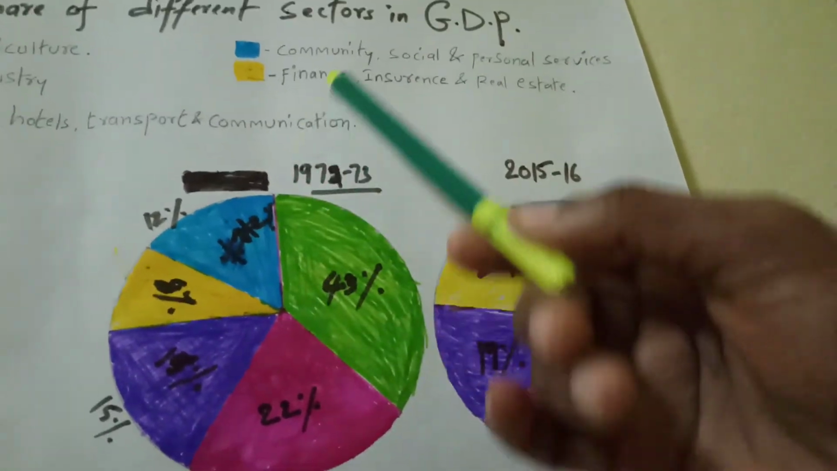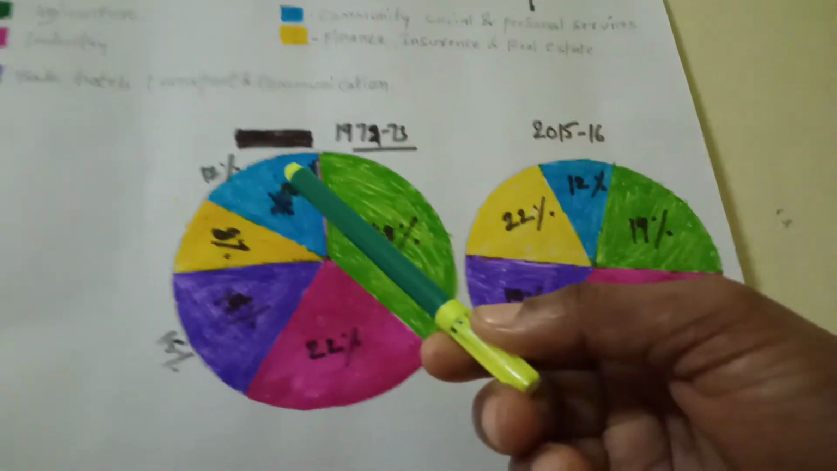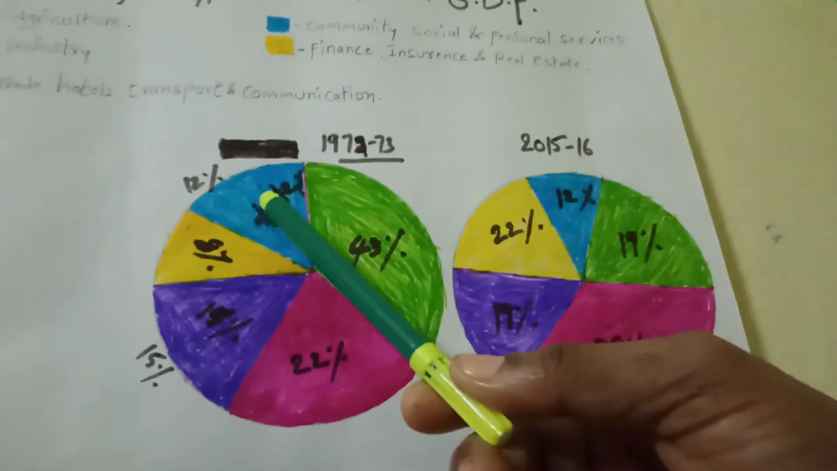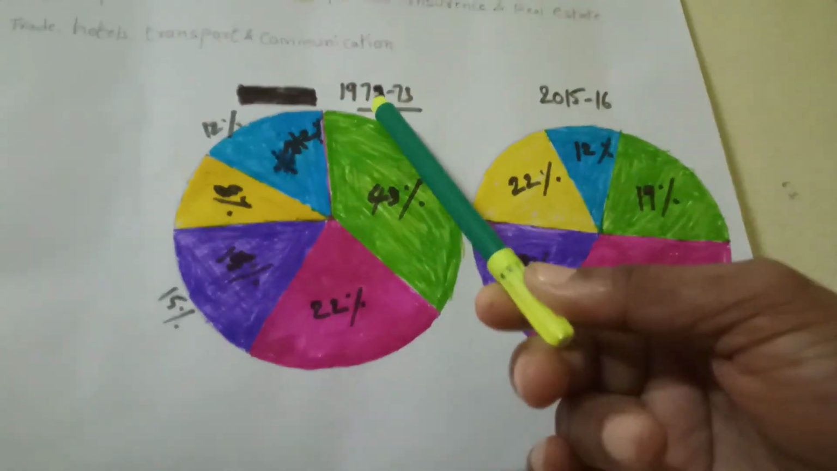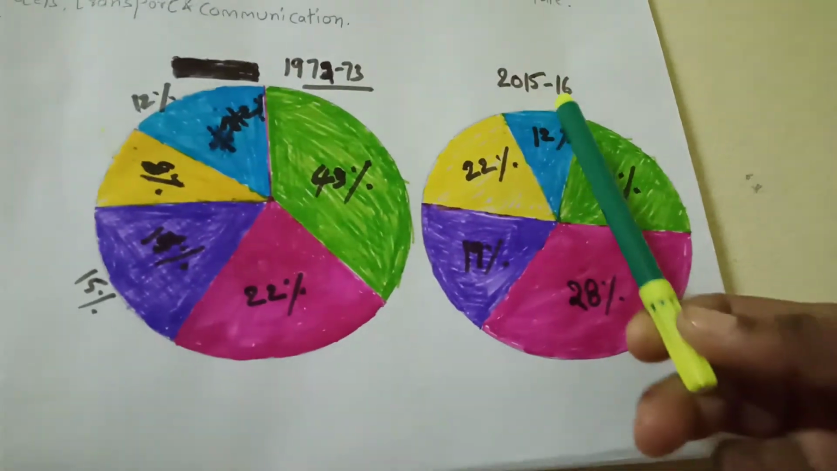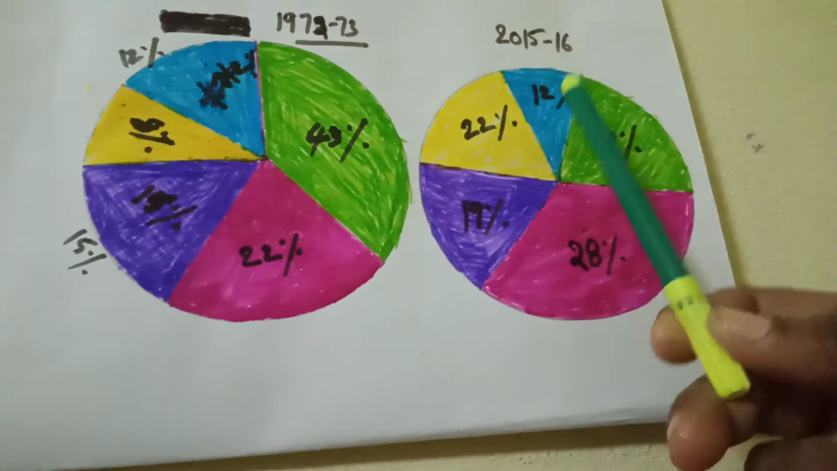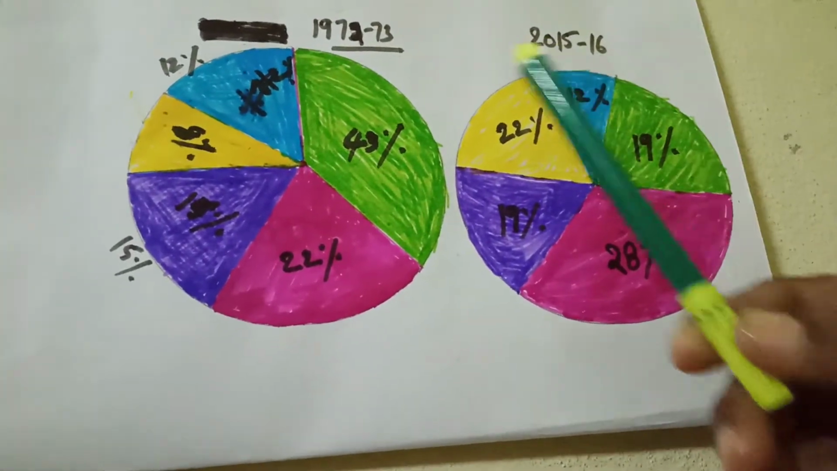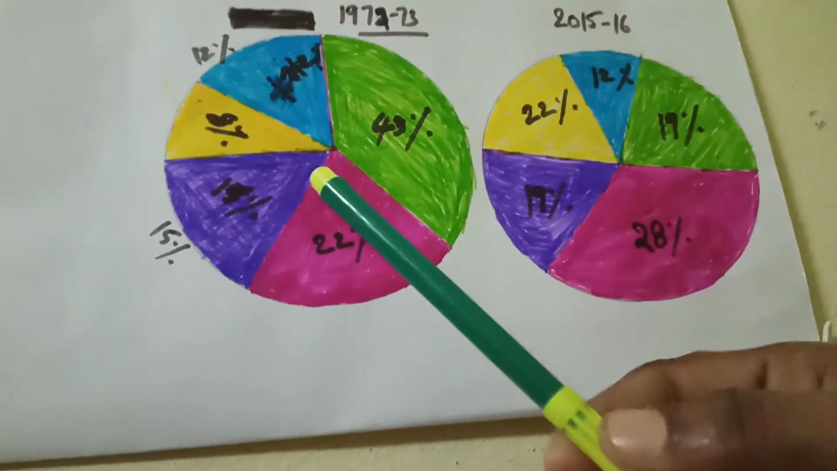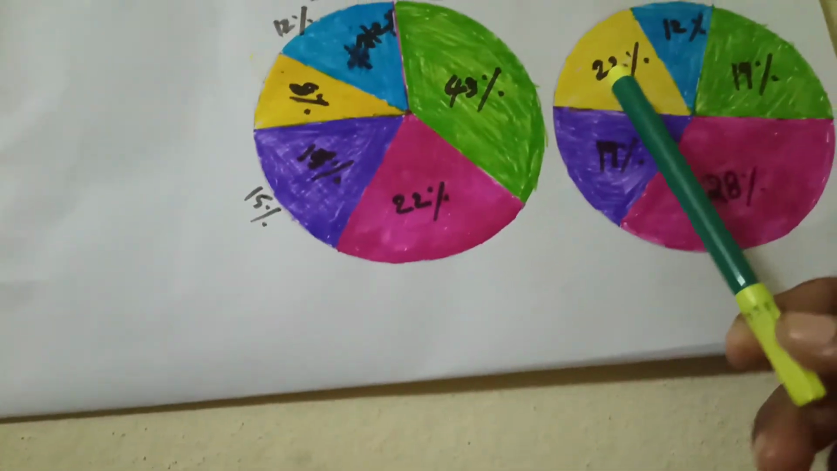And in community, social and personal services, there is no rapid change. Even there is no change. It occupied only 12% in 1972-73, and in the same way, it occupied the same share in 2015-16. There is no change. But in the other two subsectors, 2 out of 3, a tremendous change happened.